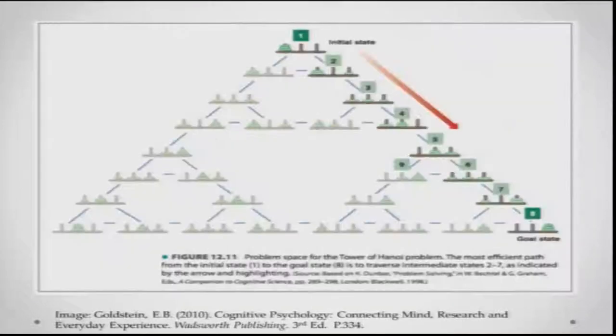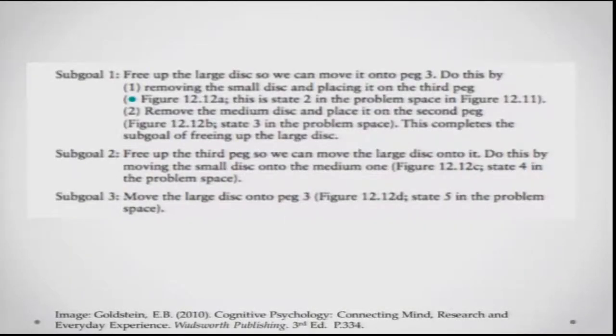So let me just read out the steps. Remove the small disk and place it on the third peg, so the smallest goes to the third peg. Then remove the medium disk and move it to the second peg, and this completes the subgoal of freeing the large disk. So now the large disk is free. Now you can move it wherever you want, but there is a rule that a larger disk cannot be placed on top of a smaller disk. So how will you do it?